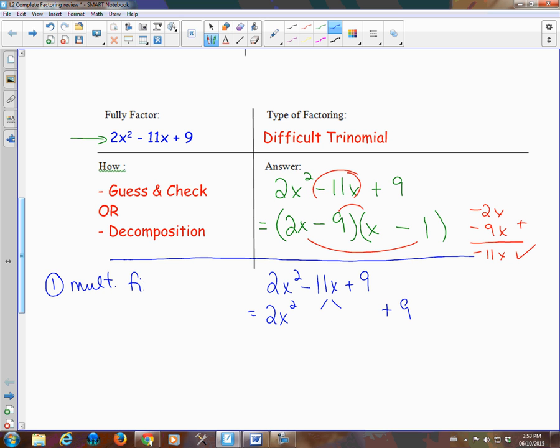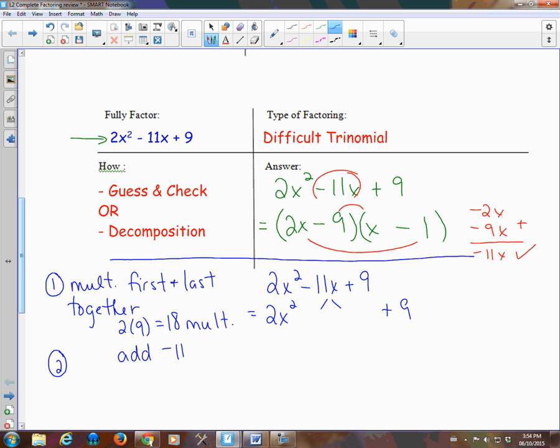Multiply the first and last numbers together. So in this case, it's 2 times 9 is 18. Now I can come up with what I want to decompose. I'm going to look for two numbers that multiply to get 18 and add to get negative 11.